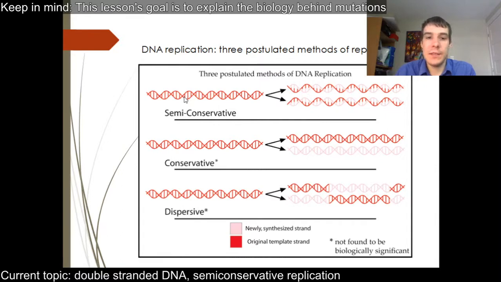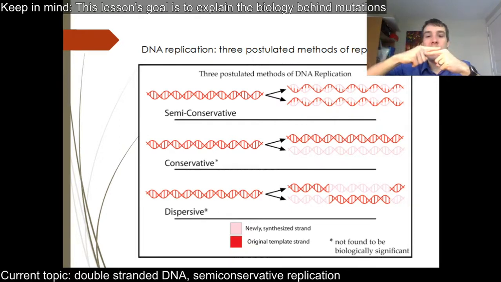The first idea was that it would just split, and then each split one would make a new strand. So you'd have the two, then they would split, and then each one would make two new strands. That's called semi-conservative because you're conserving half of the original strand, and then you're making a new one on each one.